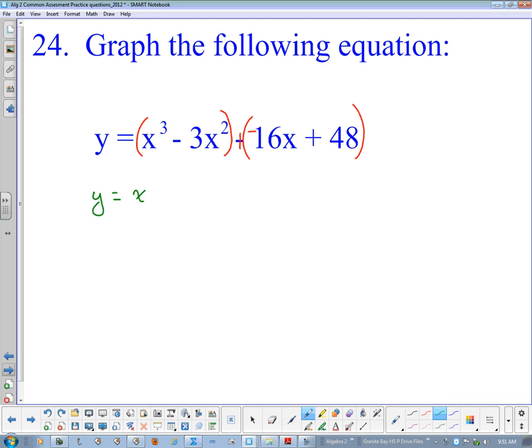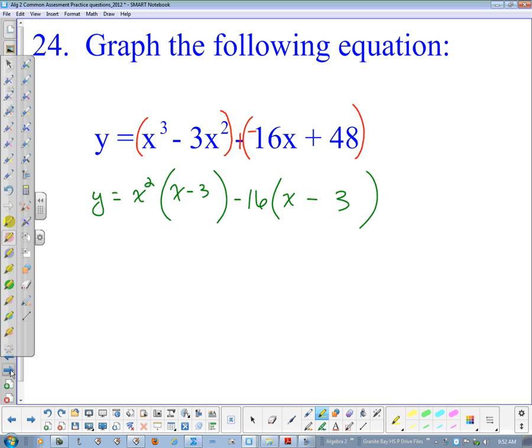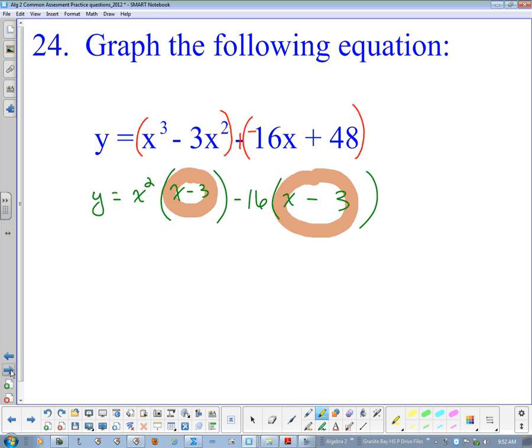I'm going to factor out an x squared, so I'm going to get x minus 3. Now I'm going to factor out a negative 16, and we're going to end up with x minus 3. Doesn't that make perfect sense there? And what you'll notice is we have an x minus 3 and an x minus 3 that we can now factor out, which becomes y is equal to x minus 3, okay, that's factored out. And look what's left. It's x squared minus 16.